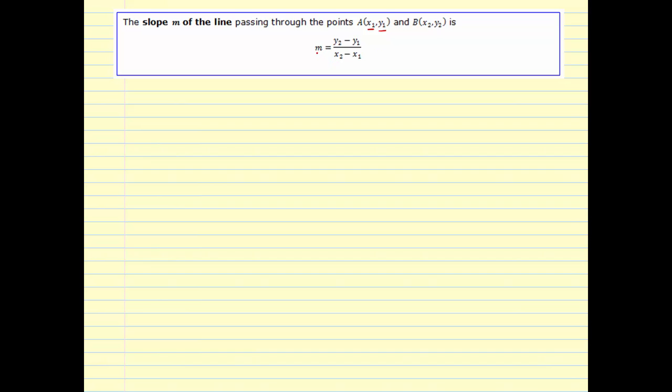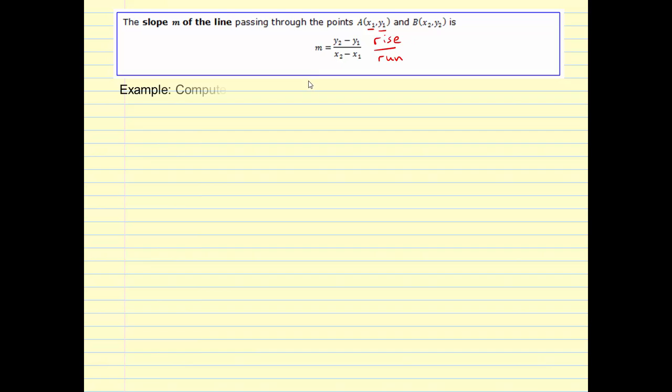So basically, the slope is equal to y2 minus y1, or the difference between the y values, over the difference between the x values. And sometimes you might see this as rise over run.